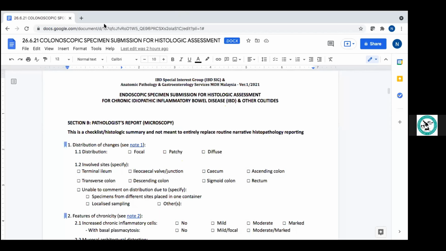suggestive or supportive of the possibility of the changes due to immunotherapy. The next question is from Dr. Nazifa. Is it common for IBD to involve the appendix?